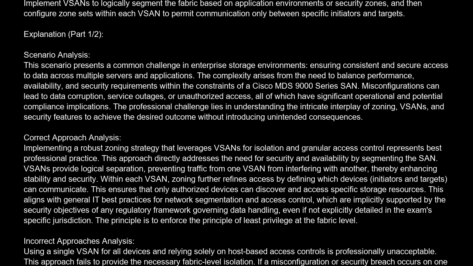Correct approach analysis. Implementing a robust zoning strategy that leverages vSAN for isolation and granular access control represents best professional practice. This approach directly addresses the need for security and availability by segmenting the SAN. vSANs provide logical separation, preventing traffic from one vSAN from interfering with another, thereby enhancing stability and security. Within each vSAN, zoning further refines access by defining which devices, initiators, and targets can communicate. This ensures that only authorized devices can discover and access specific storage resources.